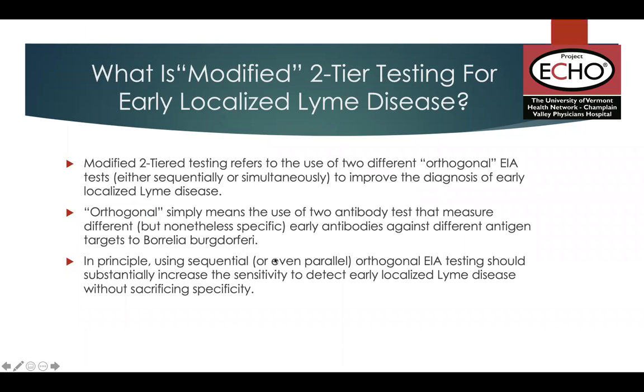So there is this new thing coming out. I don't think it's going to catch on right away. I don't know where it's really going to go, but I want you guys to know about it. It's what's called a modified two-tier testing strategy for early localized Lyme disease. And that's where they use basically two different, what they call orthogonal EIA tests, either sequentially or simultaneously, to try to improve the diagnostic testing of early Lyme with a blood test. And by that, we mean two antibody tests that measure different but specific antibodies against different antigens to the organism. So in principle, if you use them in sequence or in parallel, you might pick up more early localized disease than you would doing a standard EIA with a Western blot.